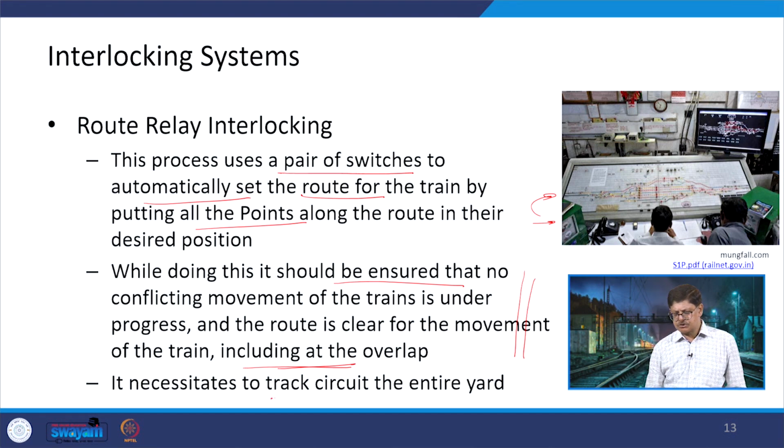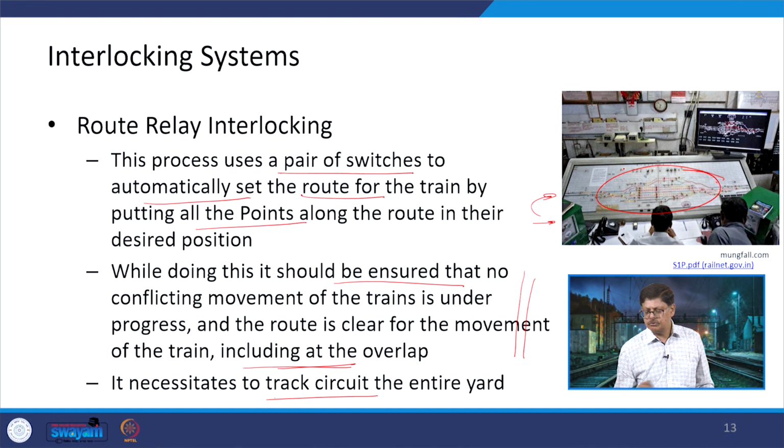It necessitates track circuiting the entire yard also. In this particular case, because the trains are going to come from the yard, there is going to be shunting. So, the yard also is going to be track circuited. Here also, as you can see, a big section has been shown. It means it is a station area where many lines are there along with the lines which may be going to the yards.